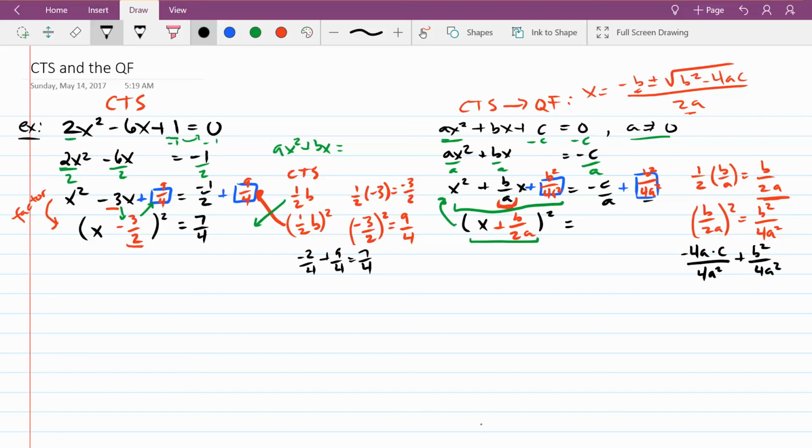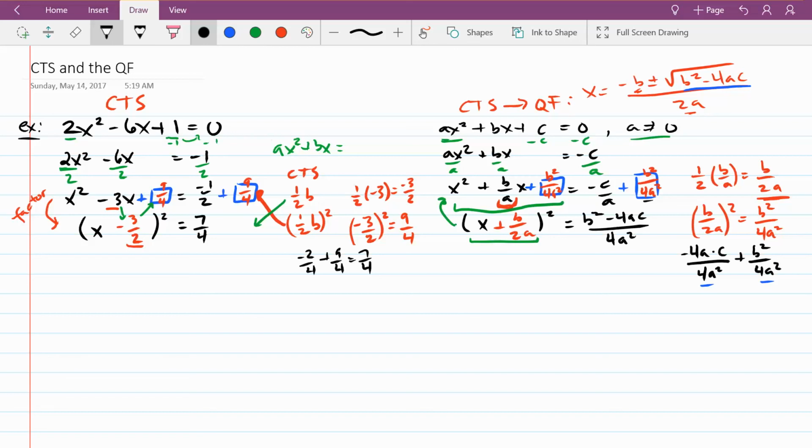Right, so they both have 4a squared. So we could combine these two fractions. I'm going to rewrite it with b squared first, and then minus 4ac. Why would I do that? Well, look at this quadratic. Right, that's good. It's coming along. So on the right side here, we now have b squared minus 4ac all over 4a squared.